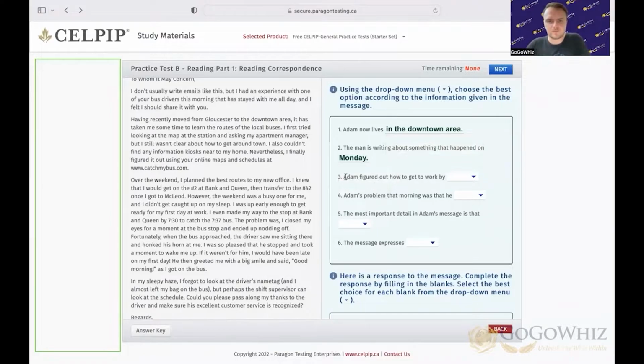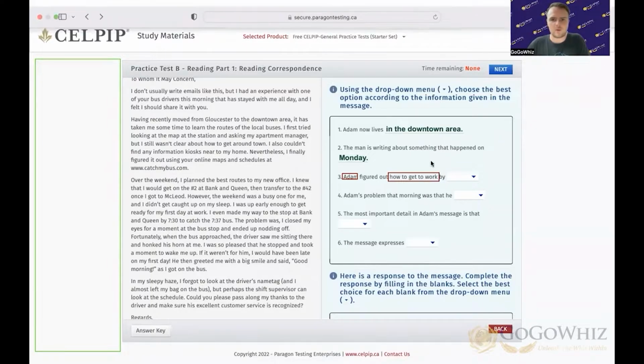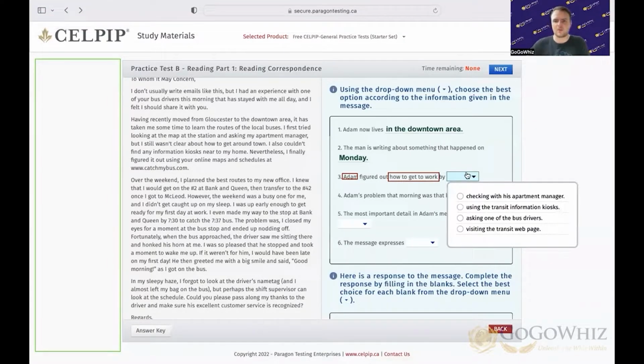All right. Next one, Adam figured out how to get to work by. All right, first let's start with our keywords. We have Adam, how to get to work. All right, so how did Adam get to work? By checking with his apartment manager, using the transit information kiosks, asking one of the bus drivers, or visiting the transit website.